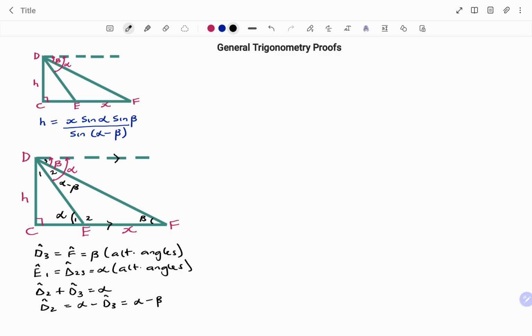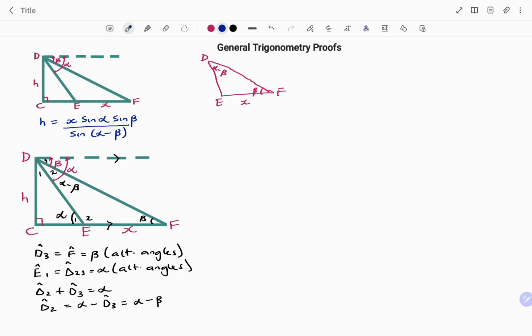To find line DE, I'm going to use the triangle DEF, which I'm going to draw a rough sketch here. I have, this is angle F, angle E, and angle D. As shown in the diagram, this is our beta. We are looking for DE. We have angle D2 to be alpha minus beta. And also we have line EF to be equal to x.